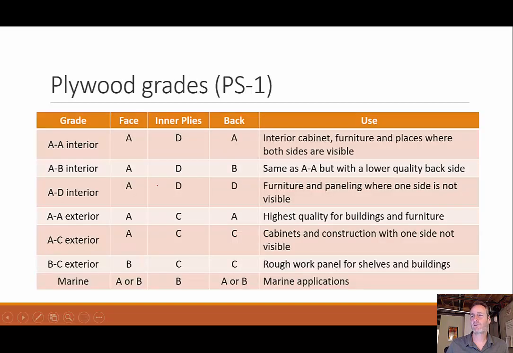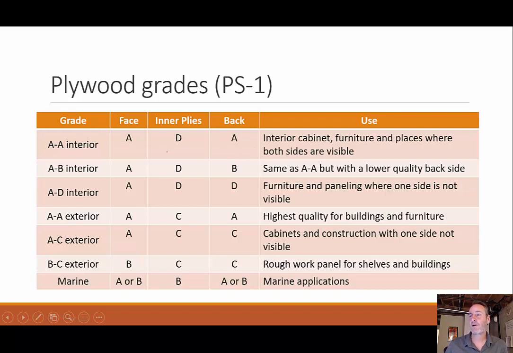So when we talk about these plywoods, we have the grade. So we could have an AA, AB, AD, ACA, BC, or marine. And what that is referring to is the face grade of our plywood and also those inner plies and our back ply, right? So something like an AA interior has an A on the face, an A on the back, and then a D on the interior, so you don't have any knots on your front or your back. Both sides, you want that if both sides have to look really good. So this is like an interior cabinet, furniture, places where both sides are visible, we'd want this A quality plywood on those surfaces.